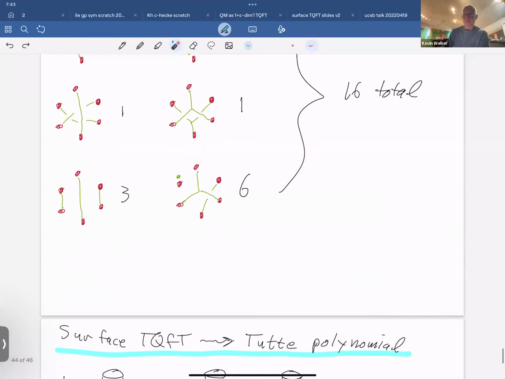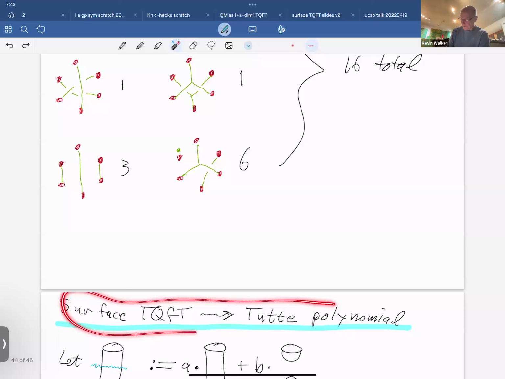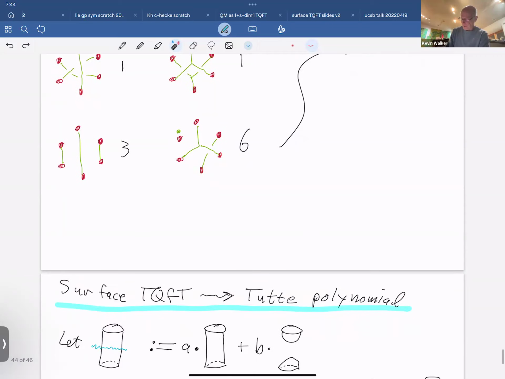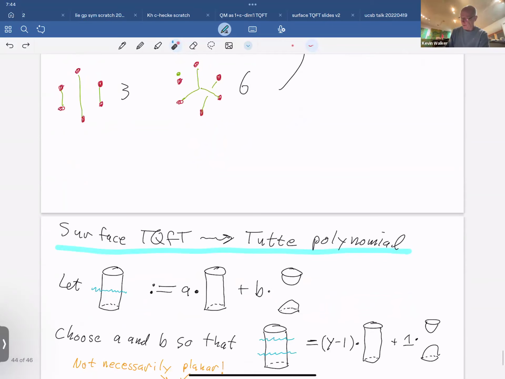I think I'm out of time, so I won't mention the relation with the Tutte polynomial, but there is one. Somehow sitting in the 3-dimensional version is the Tutte TQFT, the TQFT that you build out of Tutte polynomials. But I will stop right now.